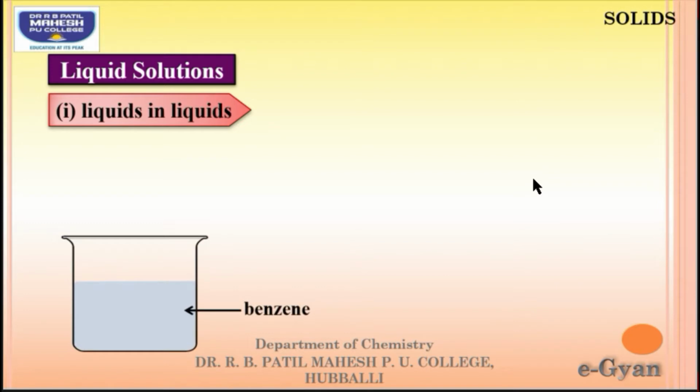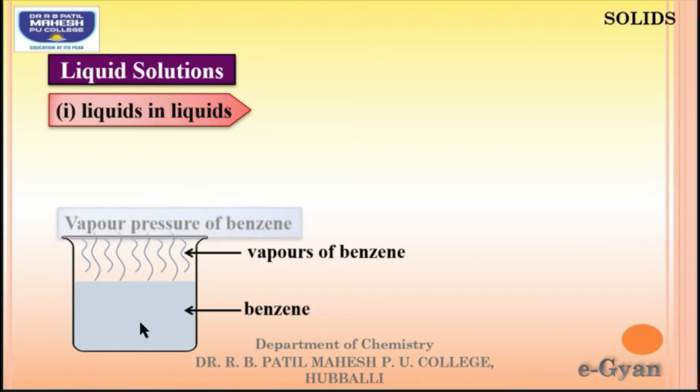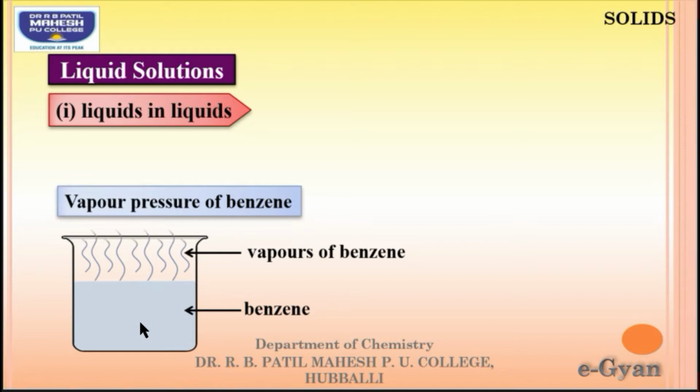In a beaker, I have taken some quantity of benzene. When the benzene is present, some of the benzene molecules will be present above the surface and they are going to create some amount of pressure over the surface. Due to the vapors of the benzene, there exists a vapor pressure, which is called the vapor pressure of the benzene.